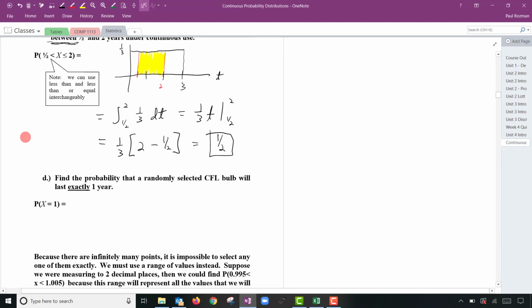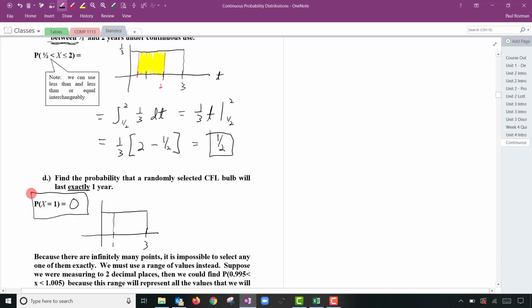And that's demonstrated here. Find the probability that we randomly pick a light bulb that's going to last exactly 1 year. Well, on that continuous time frame, we're trying to pick 1 year. How much area is there beneath the curve, right at that one spot? And the answer is nothing.